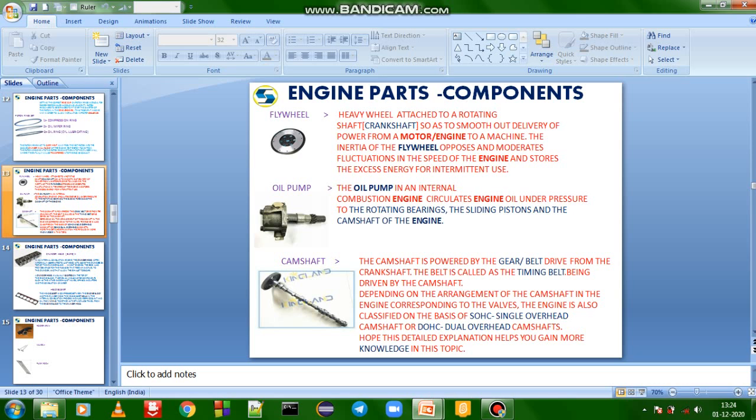Number 3. This is called the camshaft. The camshaft is powered by the gear or belt drive from the crankshaft. The belt is called the timing belt, driven from the crankshaft to the camshaft. Depending on the alignment of the camshaft in the engine corresponding to the valves, the engine is also classified on the basis of single overhead camshaft or double or dual overhead camshafts.